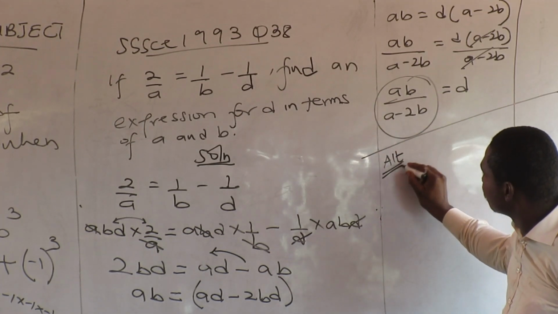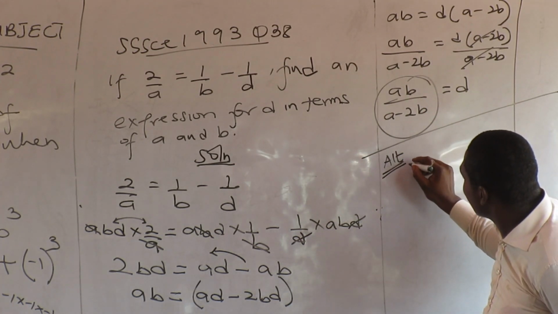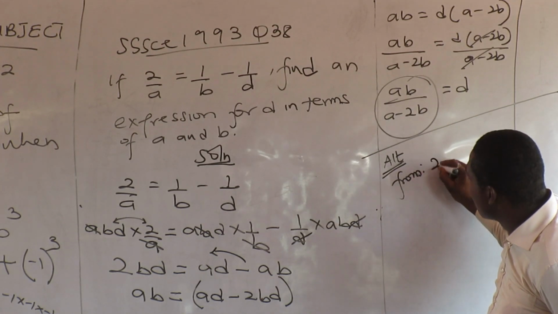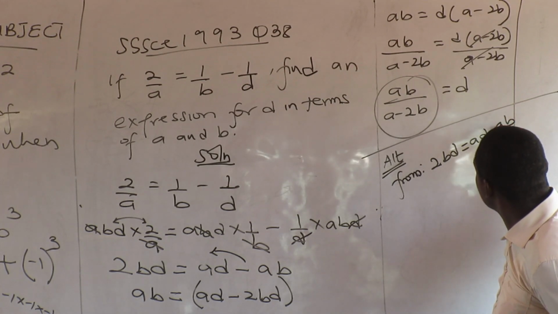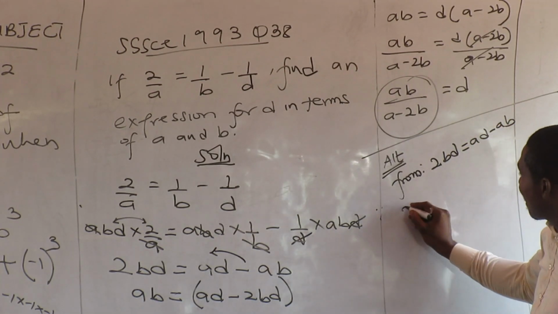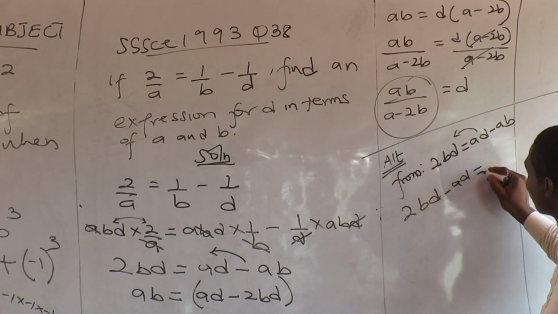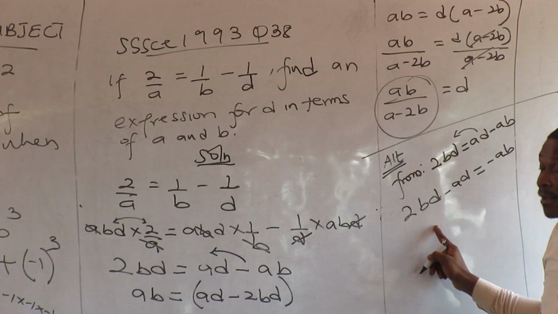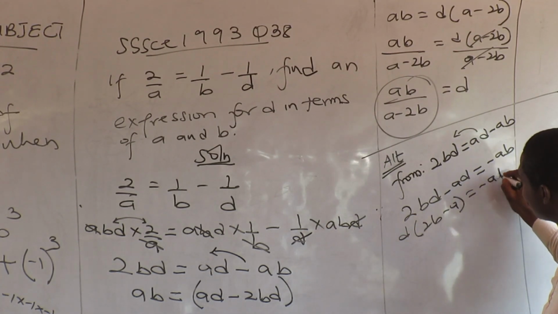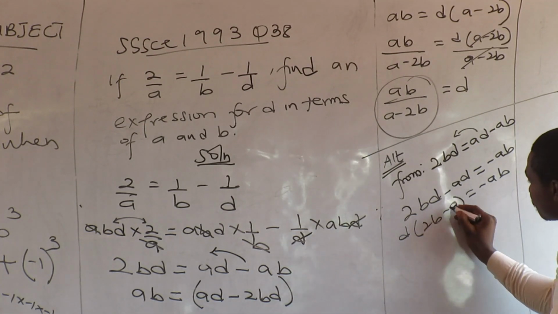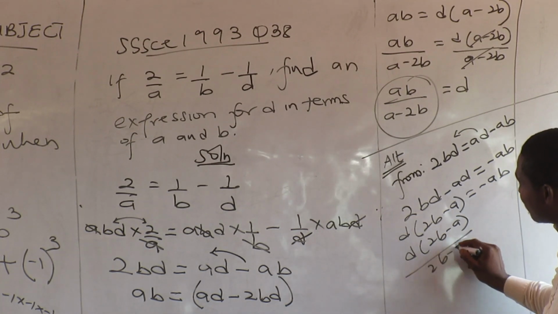From here, to bring this here, I hope you know it's possible, right? Are you aware? Good. So I make D the subject. I get 2B minus A, or negative A. Agree? Good. Now I have to divide through by that just to set D free.